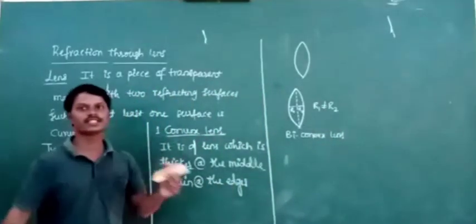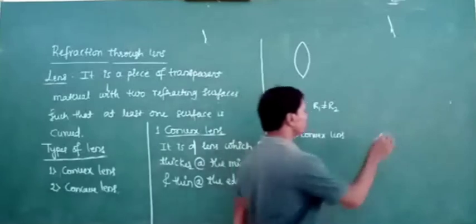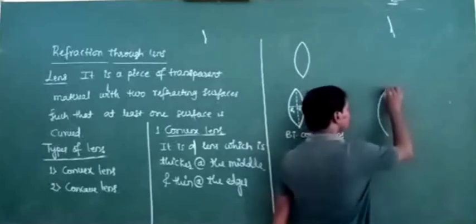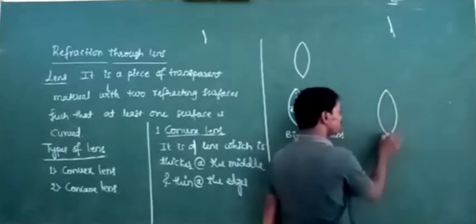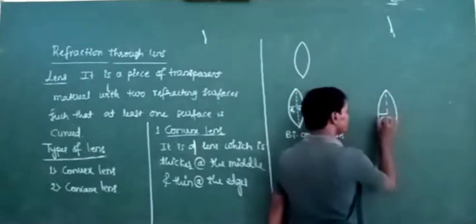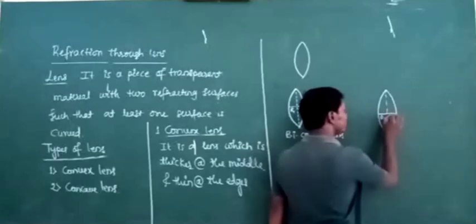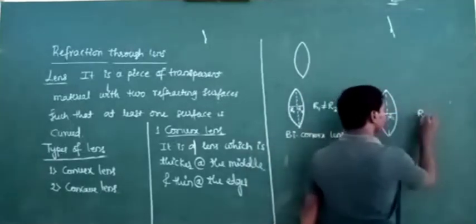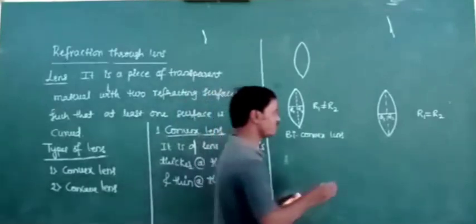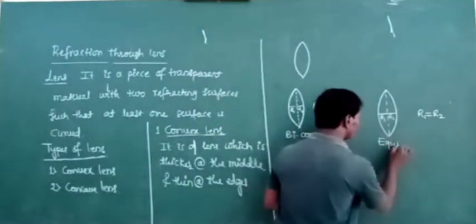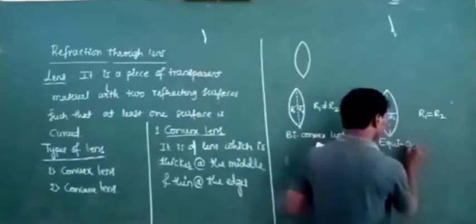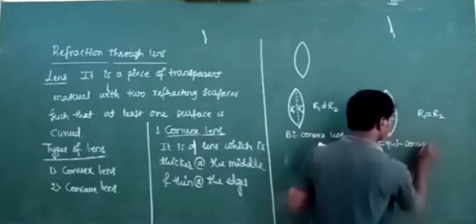Next, equiconvex lens. What is equiconvex lens now? Equiconvex lens is a convex lens in which the curved surfaces have the same radii of curvature. This surface has the radius of curvature R1 and this surface has the radius of curvature R2. Then here R1 is equal to R2. Then this type of convex lens is called equiconvex lens. Why is it called equiconvex lens here? The two curved surfaces of the convex lens have the same radii of curvature.